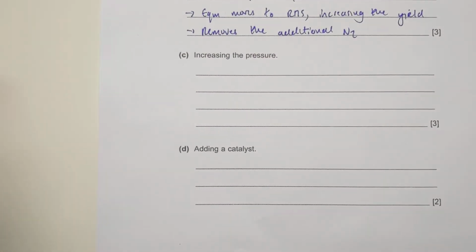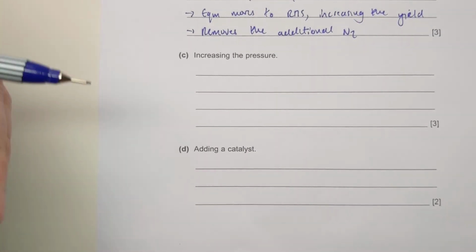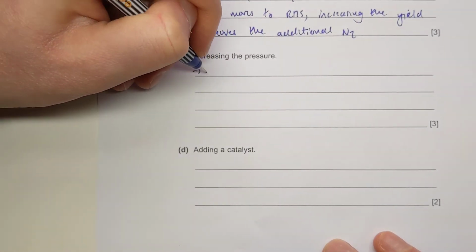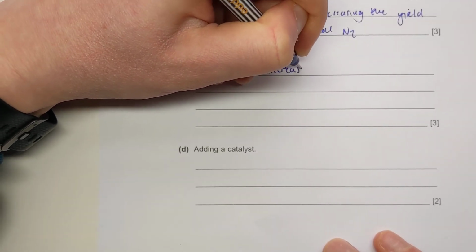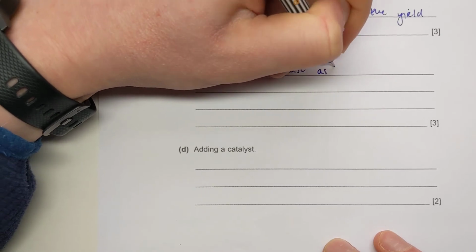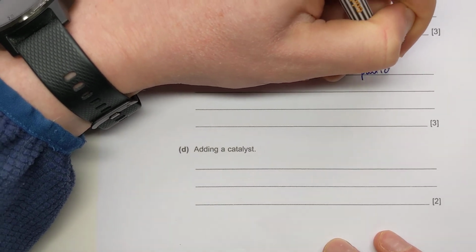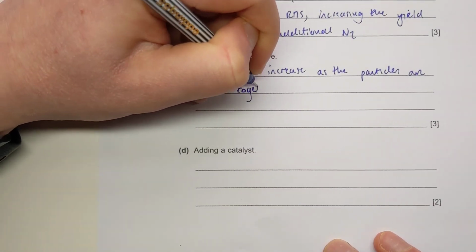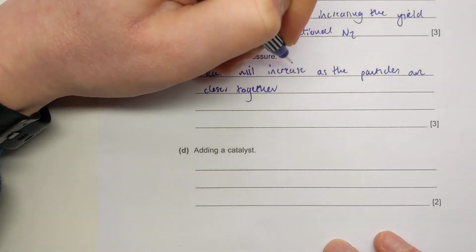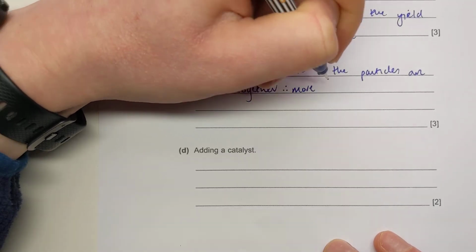Part C. Now part C is one that got awfully confused in lots of cases. Remember, rate and equilibrium, consider them differently. If we look at rate first, what you've got in your connects note is that pressure will always increase the rate because you're squeezing gas particles closer together, gives them more chance to react. So first point about rate, the rate will increase as the particles are closer together. Therefore, more chance of successful collision.